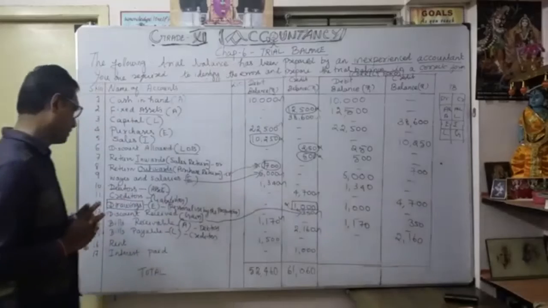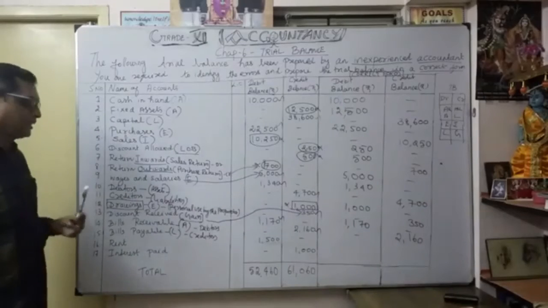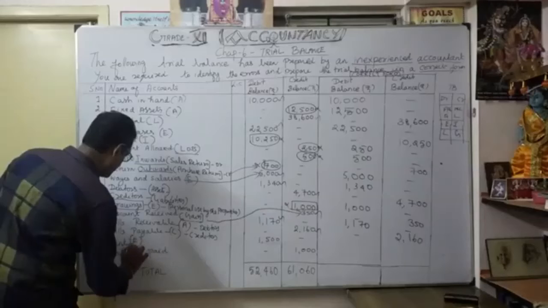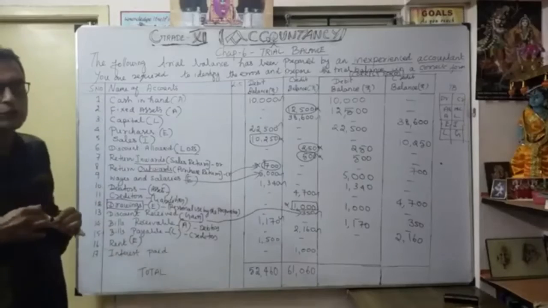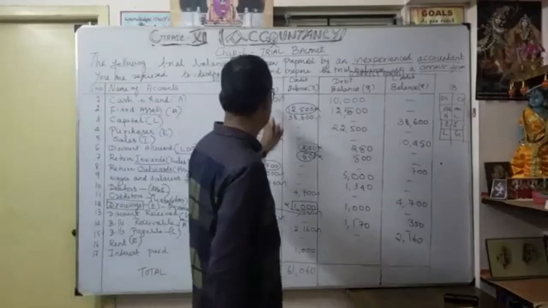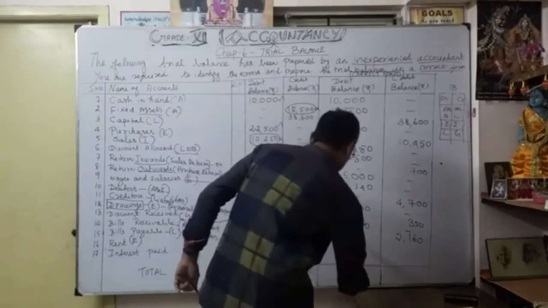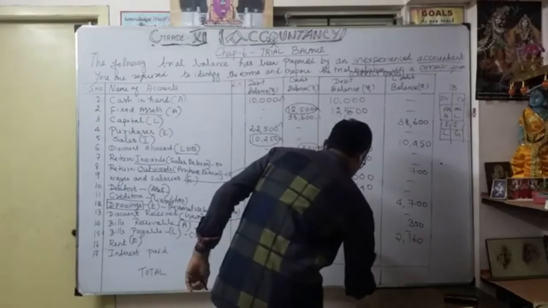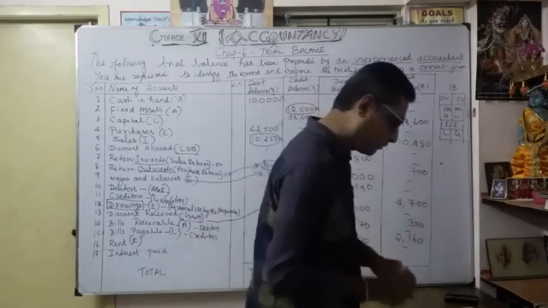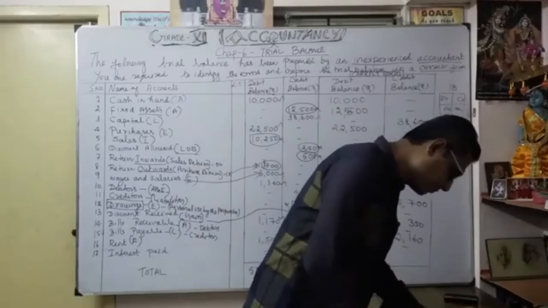Then, just one more: rent. As you know, rent comes under what? It is an expense of the company. So naturally, you have to write it on the debit side. 1,500 debit balance. So here also I am going to write 1,500 as a debit balance. You understood?